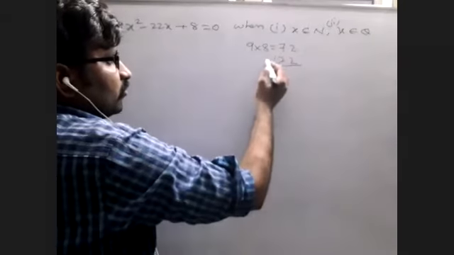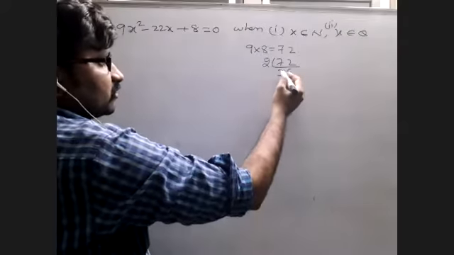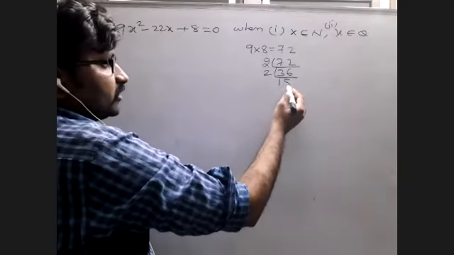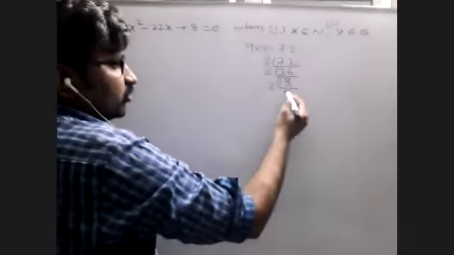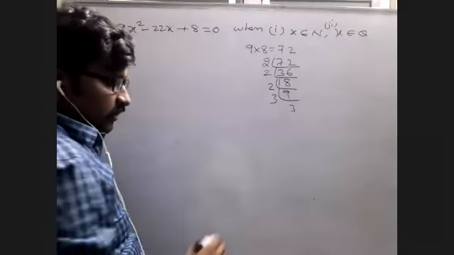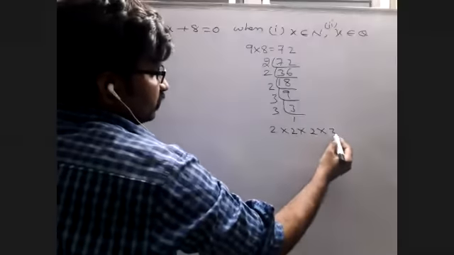72. First starting with 2. 2 threes are 6, 2 sixes are 12, 36 twos, and 2. 2 ones are 2, 2 eights are 16. Again 2, 2 nines are 18. Again 3, 3 threes are 9. Then 3 ones are 3. So you will get 2 into 2 into 2 into 3 into 3 is equal to 72.